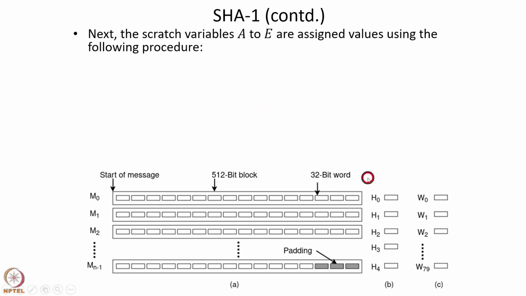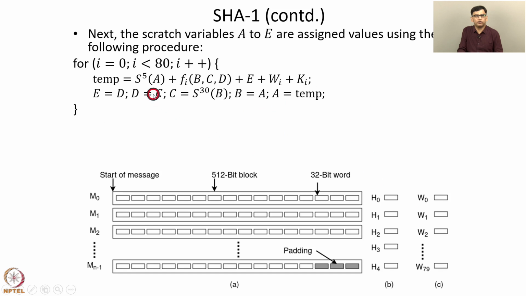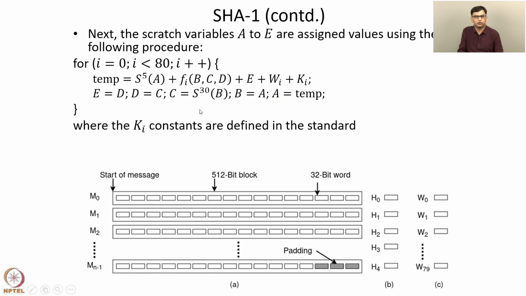Next, the scratch variables A to E are assigned values using the following procedure. For i equals 0, i less than 80, i plus plus, that is, we have a for loop. First, we initialize a temporary variable to this, and then we assign the variables A to E using these formulas. So we can see that we are performing some complicated looking operations on the input message. And these constants Ki which appear here, they are defined in the standard. Again, we do not provide their values here for brevity.